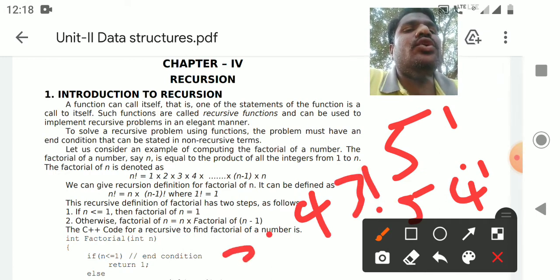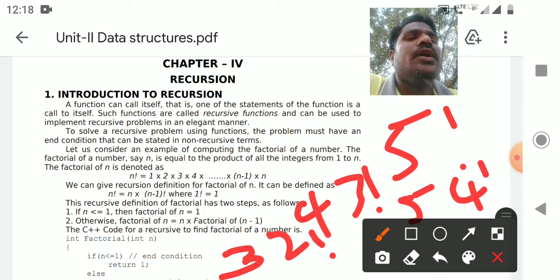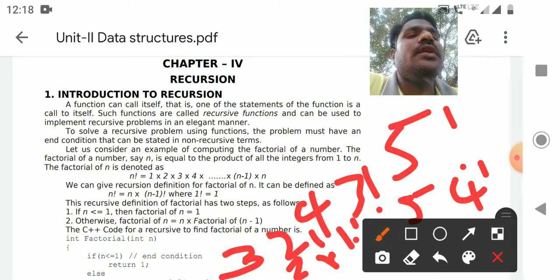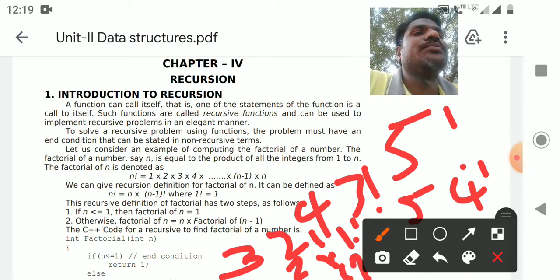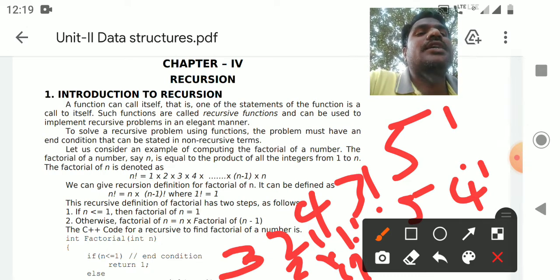3 into 2 factorial. What is the 2 factorial? 2 into 1 factorial. What is the 1 factorial? 1. So, the factorial of 1 is 1, that is the end point of the recursion. Like that, there must be an end for each recursive function. The problem must have an end condition that can be stated in non-recursive terminology.